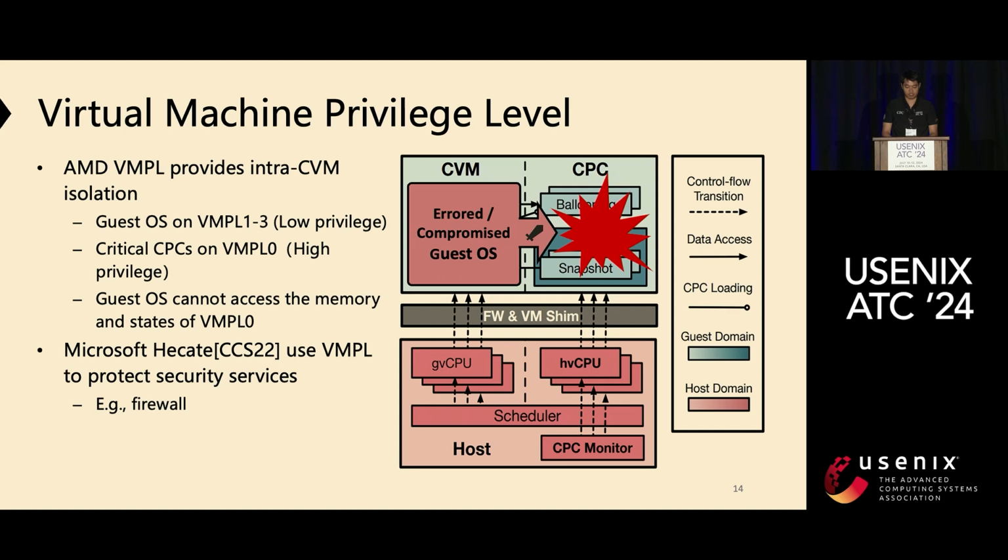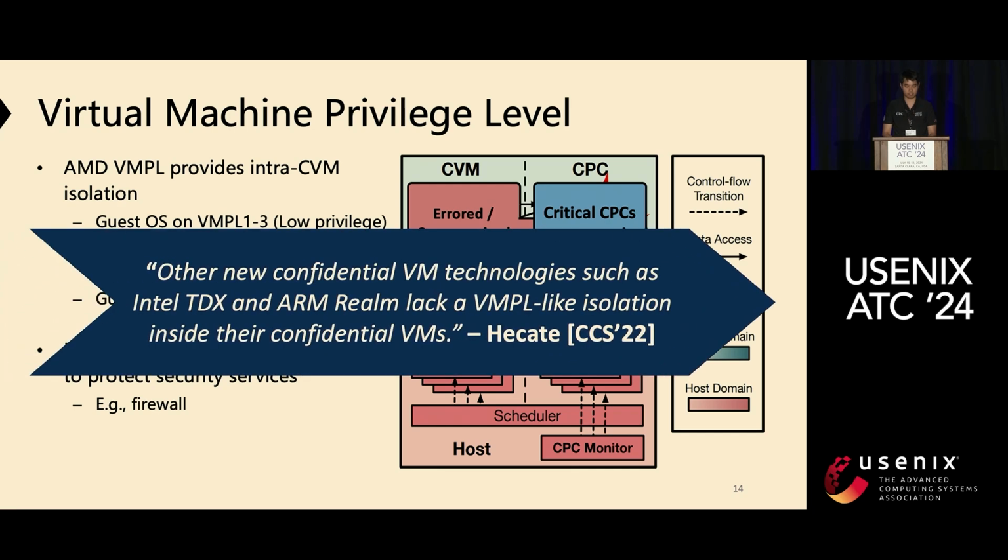AMD SEV-SNP has the VMPL feature, where we can run critical CPC logic on VMPL 0 and the guest OS on VMPL 1, 2, or 3, so that it cannot attack the CPCs inside the highest privileged VMPL 0. Currently, HECKLER of Microsoft is using this hardware to protect some modules. But just like their CCS paper said, other new confidential VM techniques such as Intel TDX and ARM CCA lack a VMPL-like isolation inside their confidential VMs.